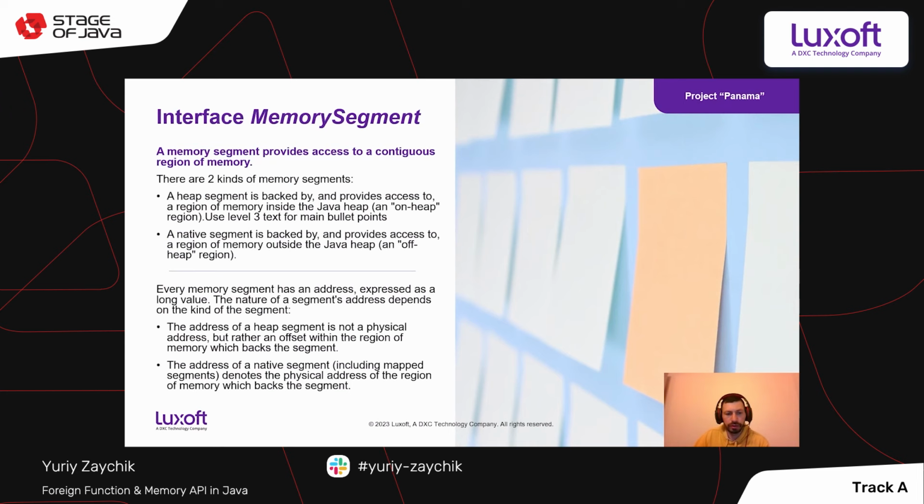So the first class is called MemorySegment, and this class provides access to a contiguous region of memory. And there are two kinds of memory segments. A heap segment, which is backed by and provides access to a region of memory inside the Java heap. And the second kind is a native segment, which is backed by and provides access to memory outside the Java heap.